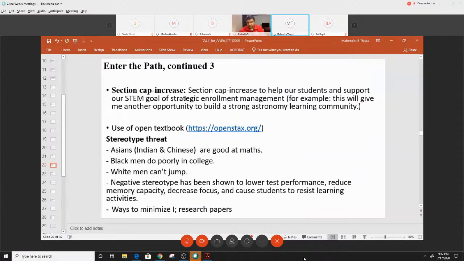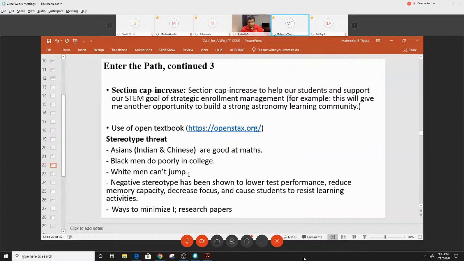Sometimes we have to increase the cap. For example, if my section has only a 40 cap, and some students must take that course, otherwise they have to wait the next 6 months, then considering those situations, we have to increase the cap. And important part is that these days, textbooks are very costly. That's the reason it's better to use open textbooks. There are tons of open textbooks, and they are very nice. We can use these so that they will not spend money on textbooks, which are very costly these days.